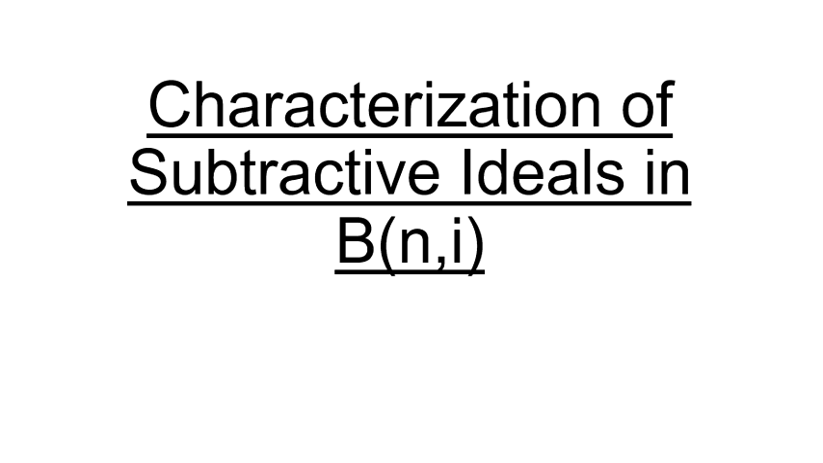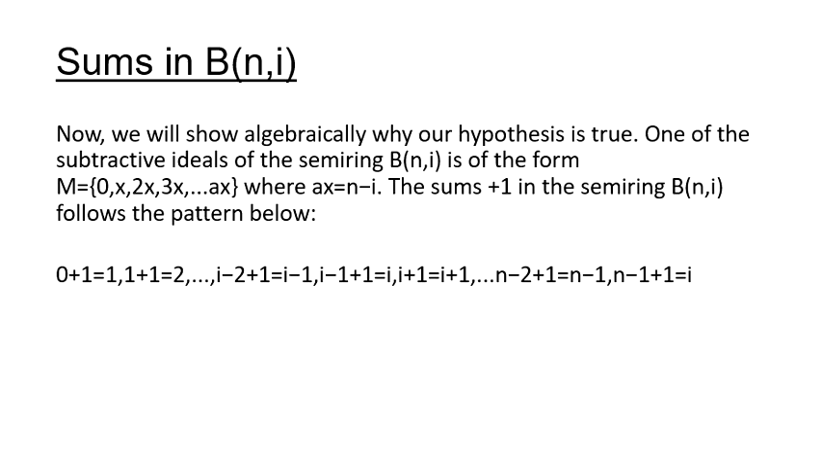The characterization of subtractive ideals in B sub n comma I. First, we need to define sums in B sub n comma I. So we will show algebraically why our hypothesis is true. Let us assume that one of the subtractive ideals of B sub n comma I is of the form M, which equals {0, x, 2x, 3x, up to ax}, where ax equals n minus I. The properties of addition plus 1 in the semiring B sub n comma I follow this pattern.